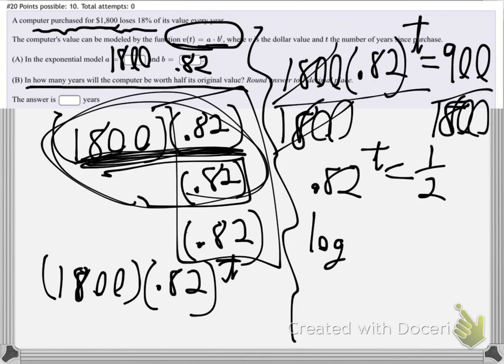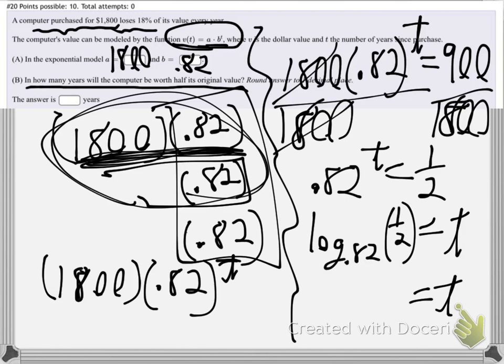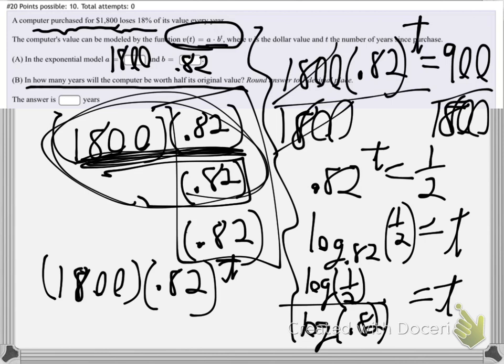You'd say log base 0.82 of 1/2. Talk about weird notation here. Let's put the parentheses around the half. Log base 0.82 of 1/2 equals t for time. You can shoot that into a calculator or use the change of base formula: common log of 1/2 over common log of 0.82. And then that's calculator work there. Some number of years.